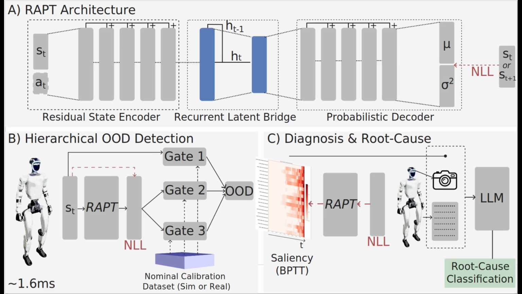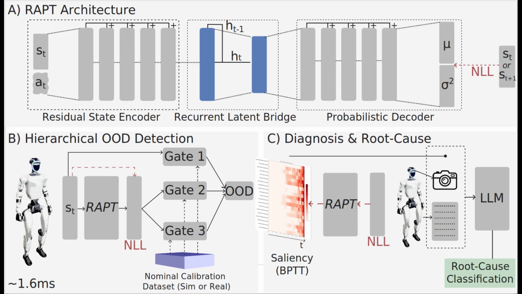At deployment time, a short calibration phase either in simulation or on real hardware is used to set 3 statistical error thresholds that account for sim-to-real shift. During execution, RAPT runs online alongside the policy, monitoring predictive deviation at high frequency. When an anomaly is detected, we apply integrated gradients with backpropagation through time to compute temporal saliency, revealing which observations and when caused the deviation.